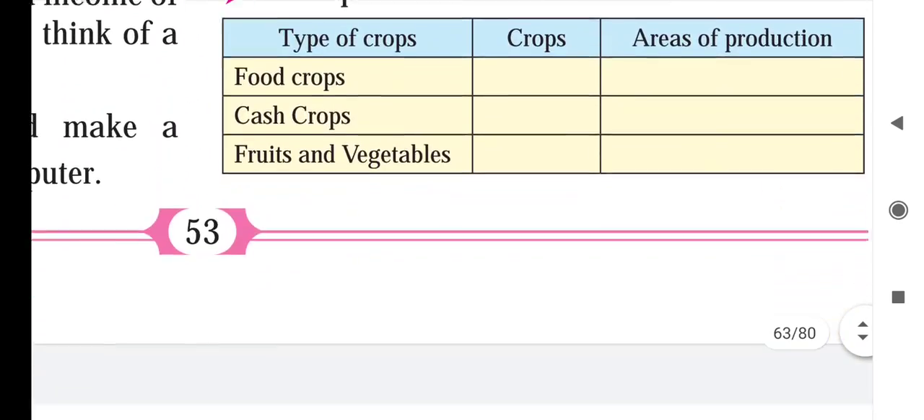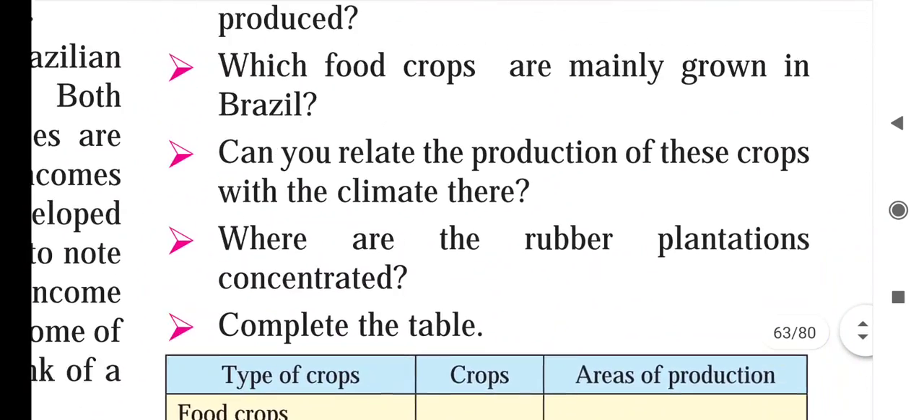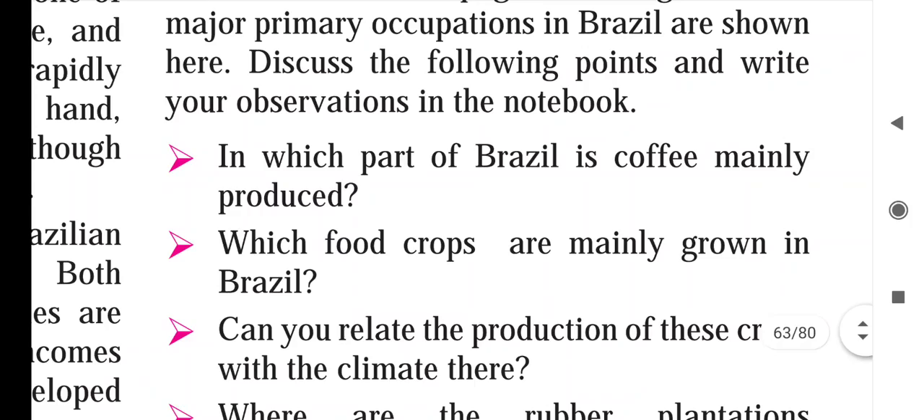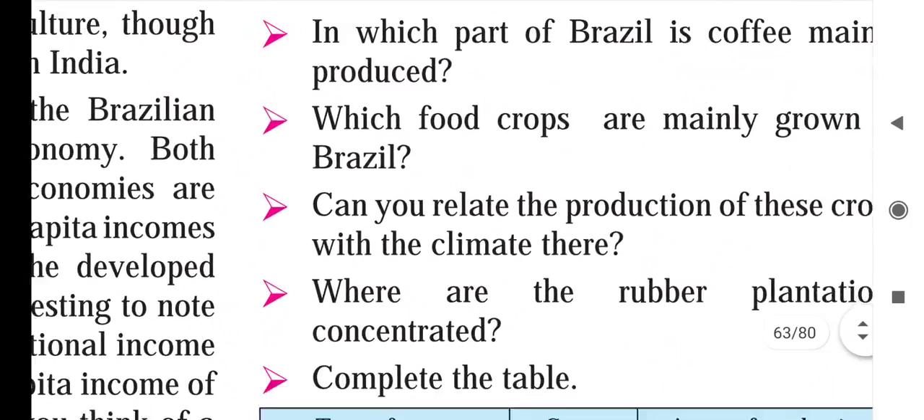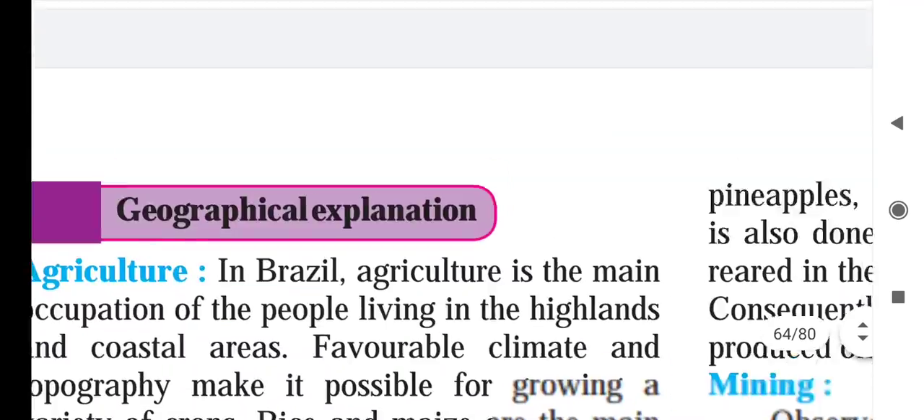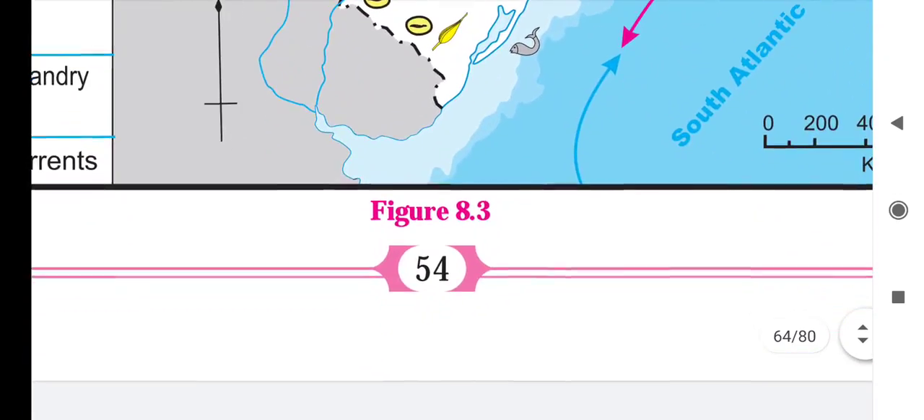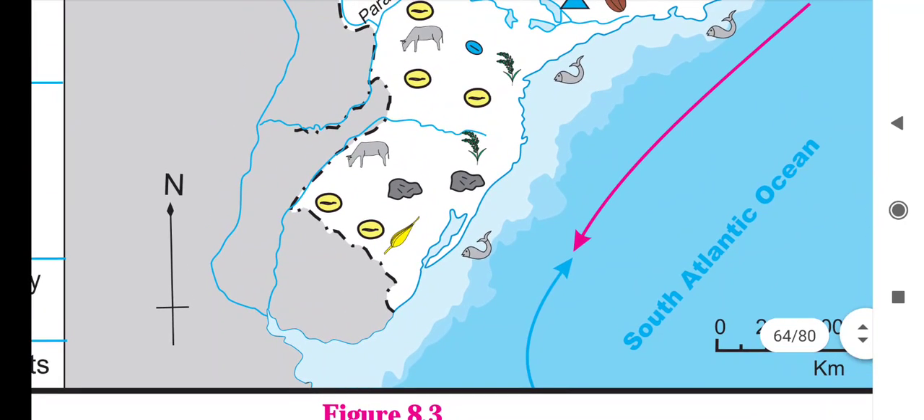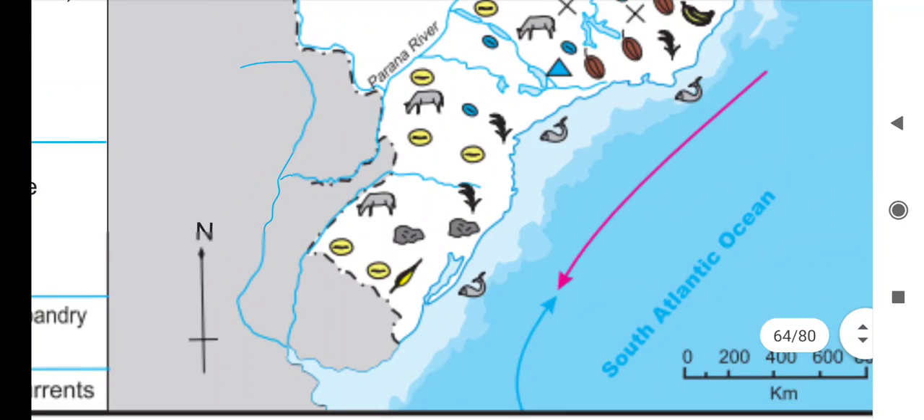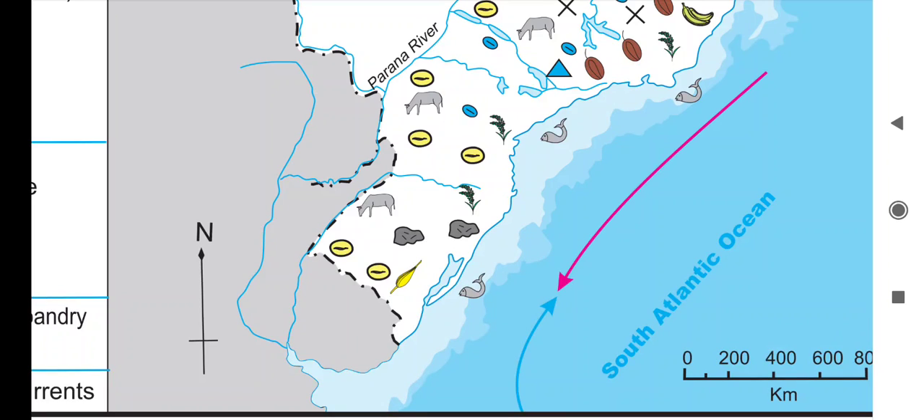Next is given, make a table with the map. Again here a map has been given. By seeing that map we have to answer the questions. The map is mentioned in 8.3. As per that map, what are the things we have to study and observe?